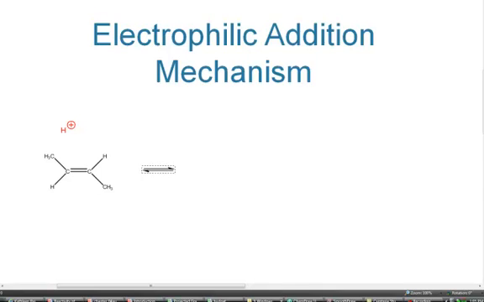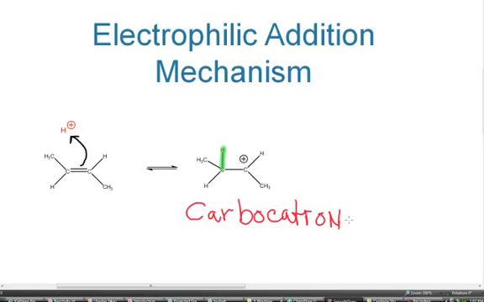So it's floating around, it gets a look at that region of high electron density, and it's very attracted to it. H+ is going to grab that pair of electrons that makes up that pi bond, and I'm going to end up with a new intermediate. And there it is. I've formed a bond between this carbon and hydrogen, and now this carbon is electron deficient. This new intermediate that I formed is called a carbocation. So this is an electron deficient carbon.